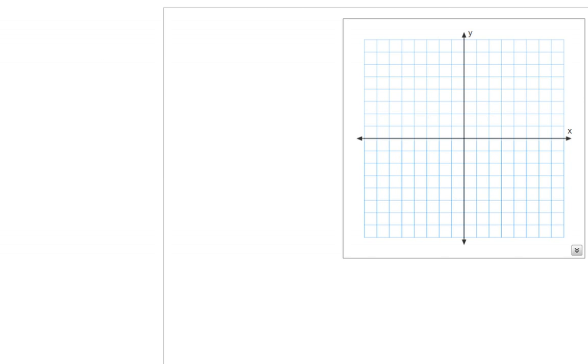Okay, let's do another one. This time we have y is less than or equal to negative a half x plus 3. So again, we start by finding our y-intercept of 3, count my slope down 1, right 2, or up 1, left 2.